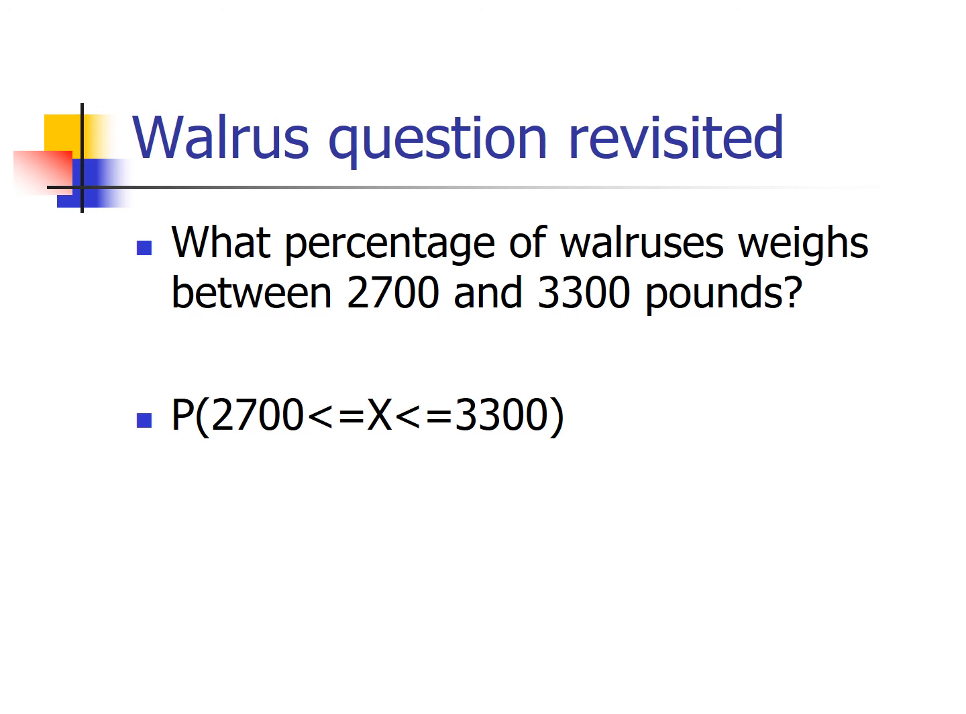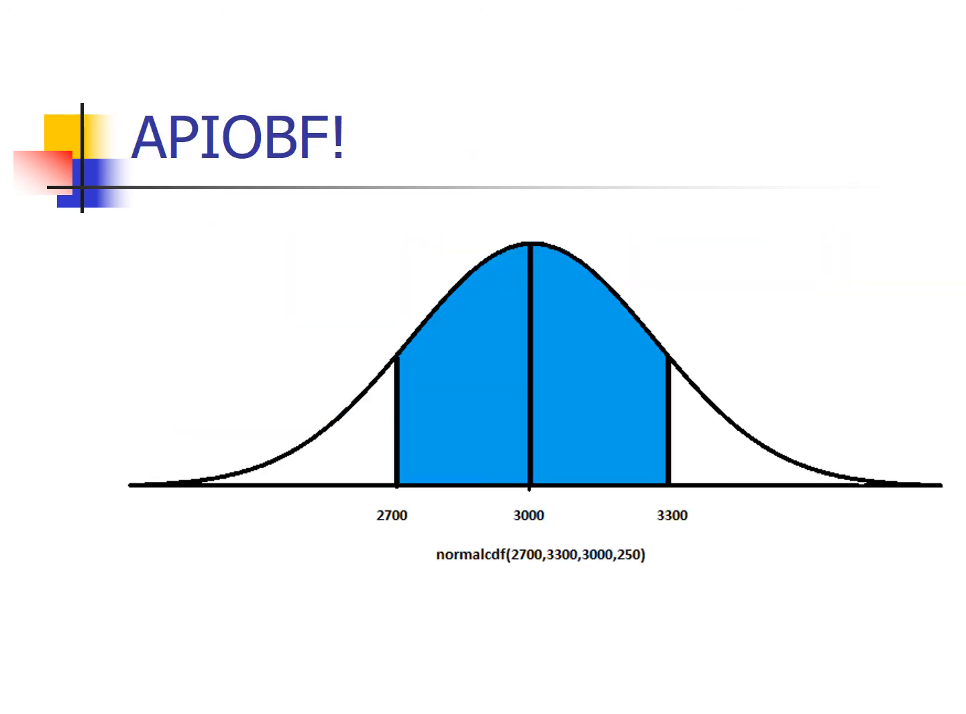So again, the first thing I always do when I'm a little bit lost, when I'm not sure what to do, I call a friend. And what better friend is there than a picture? And so here's our picture. We have that nice normal bell shape. It's centered at 3,000. We want the area between 2,700 and 3,300.